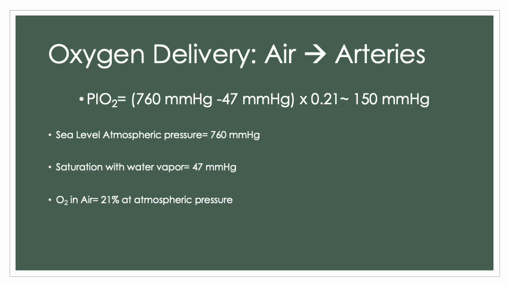So key takeaway here, you need to be considering atmospheric pressure, subtracting the impact of water vapor on that atmospheric pressure, times the concentration of oxygen in the air, and that's going to get you a partial pressure of 150 millimeters of mercury.